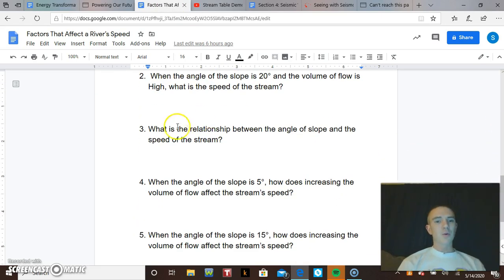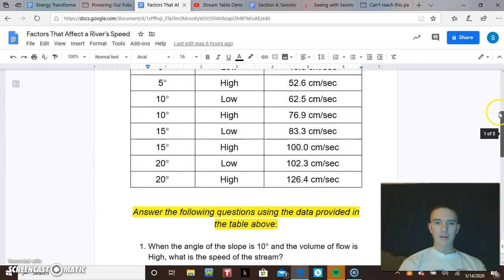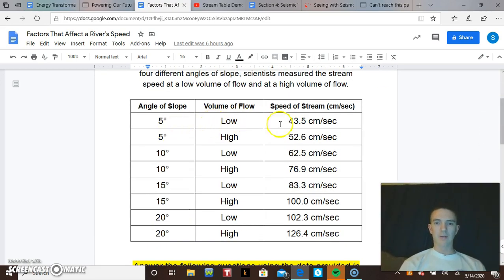So, number 3. What is the relationship between the angle of slope and the speed of the stream? 4. When the angle of the slope is 5 degrees, how does increasing the volume of flow affect the stream's speed? So, here we are. You go up, 5 degrees. Low, here's your speed. High, here's your speed. So what happens when we change the flow from low to high? Okay, you let me know.